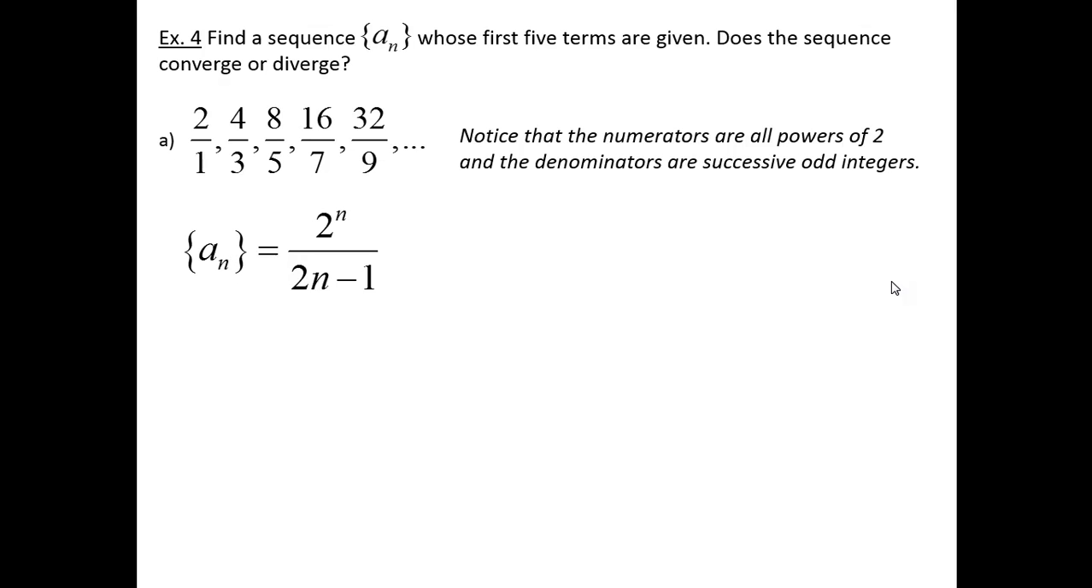If I said to you, does this converge or diverge? We're going to take the limit as n goes to infinity. And again, we could use L'Hopital's rule, or we could just think about which of these is going to grow faster: the exponential function in the numerator, or the polynomial in the denominator. The numerator, of course, is going to grow faster because it's exponential. So we would say this sequence diverges.